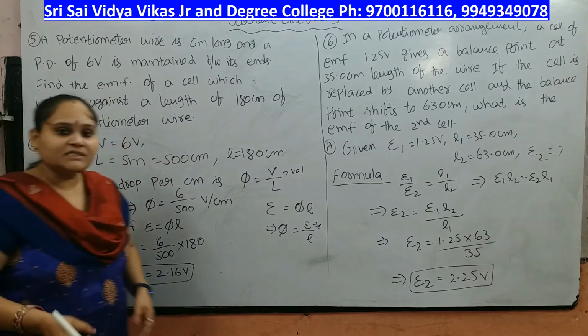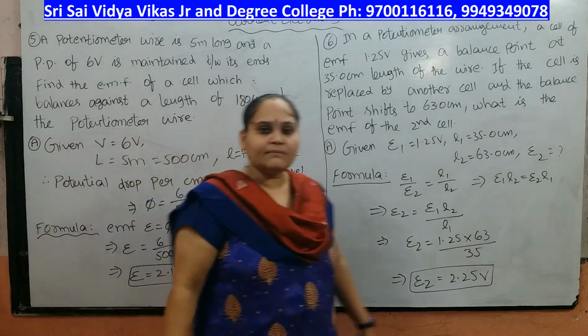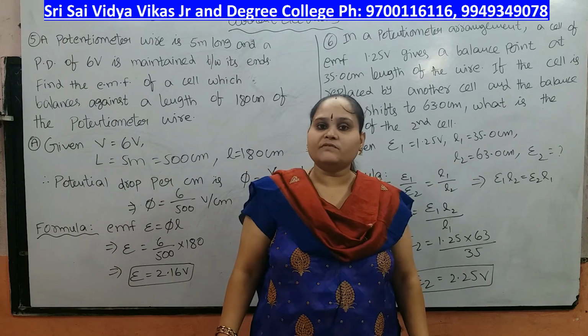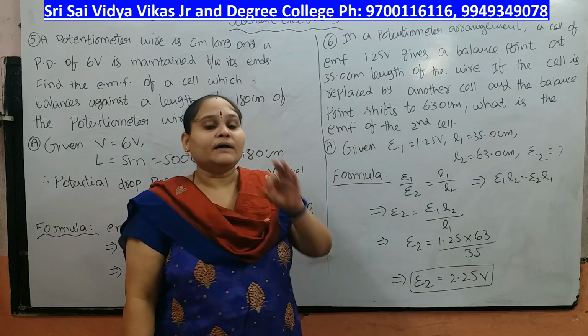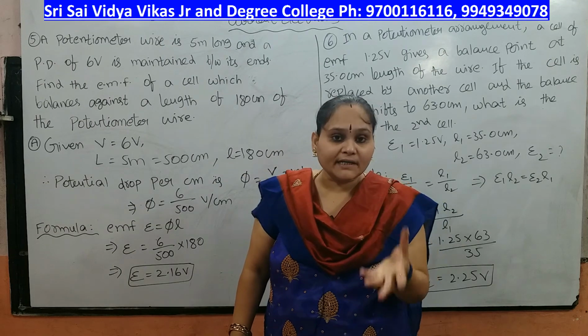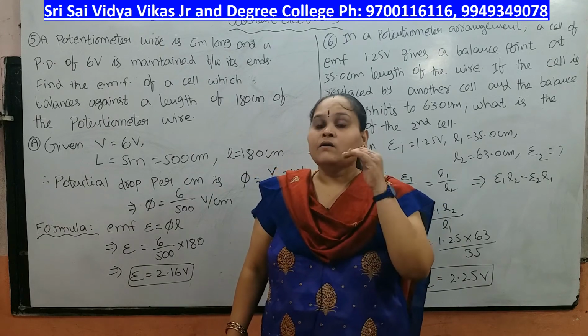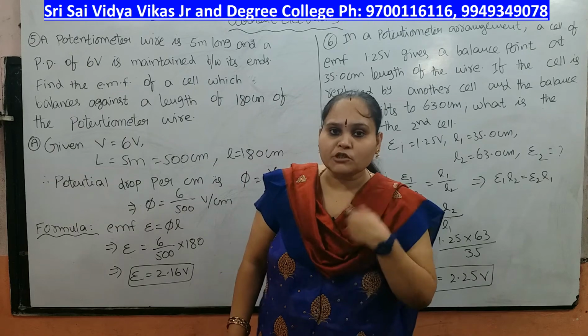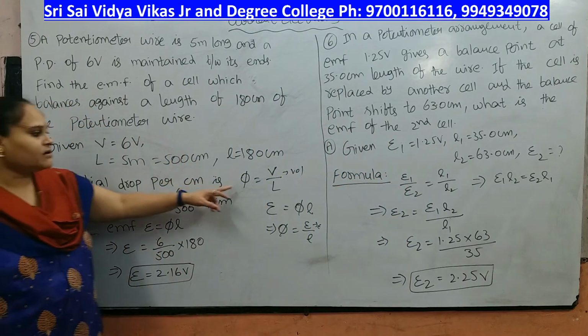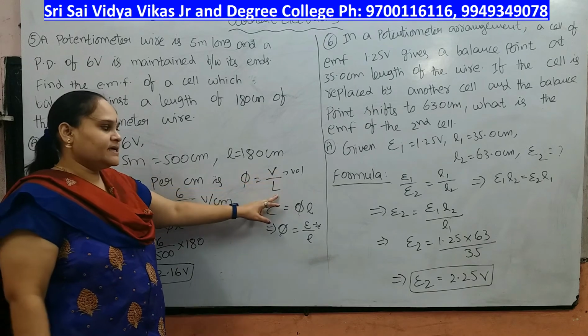What is the difference between potential difference and the EMF? Potential difference and EMF definitions are the same. They are measured between the two ends of the conductor, but there is a very small difference. The EMF epsilon is independent of resistance, but the potential difference is proportional to the resistance. That is the difference. So, we have the same formula for both, phi equal to V by L.